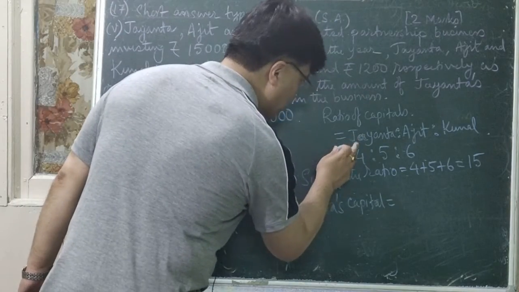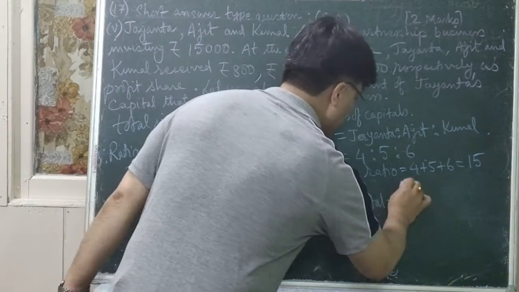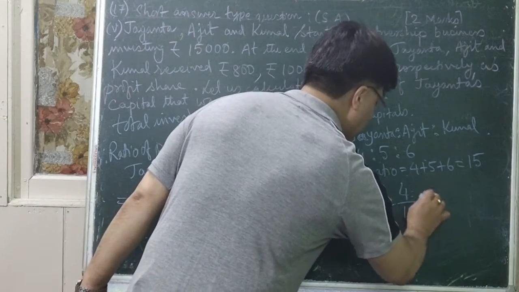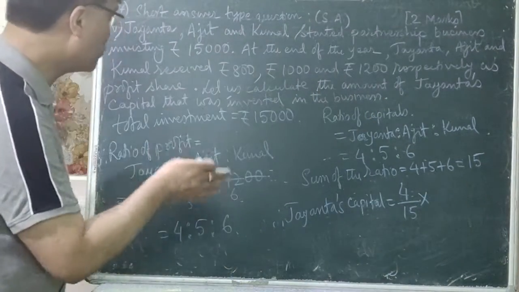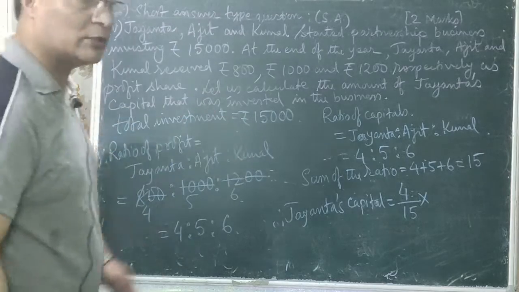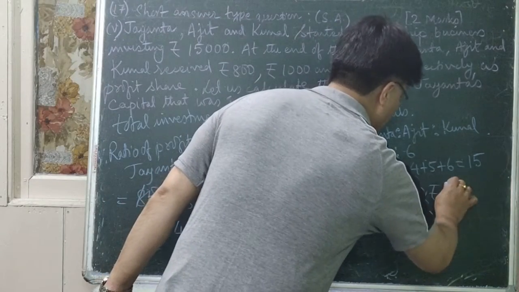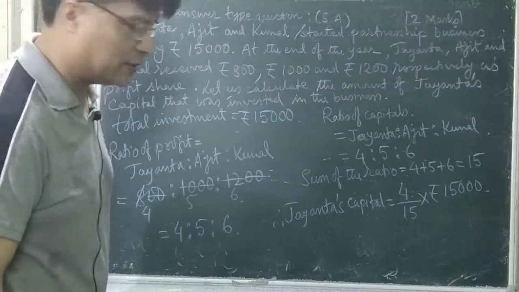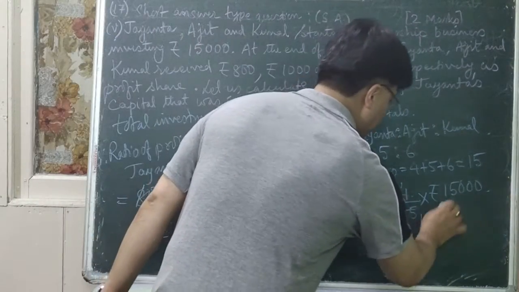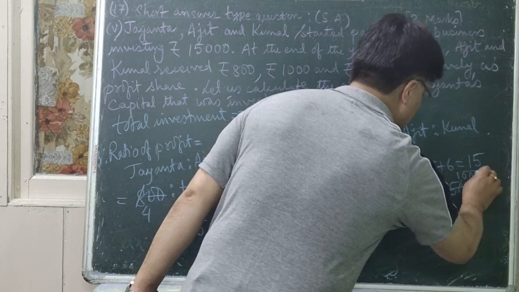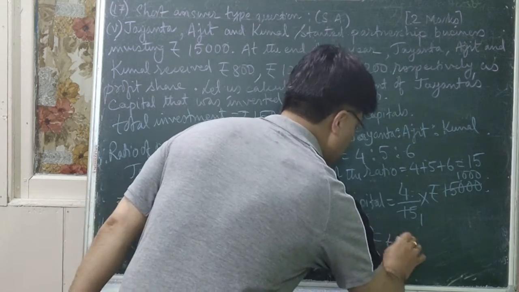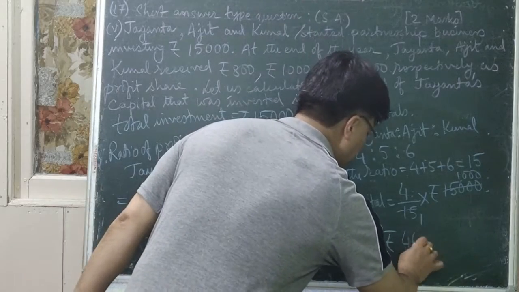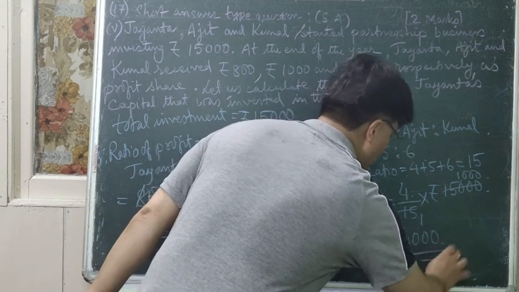So what is the equivalent number for Jayanta? It is 4. 4 divided by, what is the sum of the ratio? 15, into, what was the total investment? It is rupees 15,000. So 15 ones are 15, 15 1,000. So which is equal to rupees, what is 4 into 1,000? It is rupees 4,000.